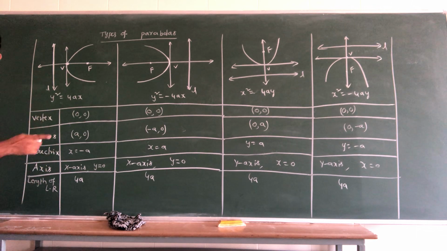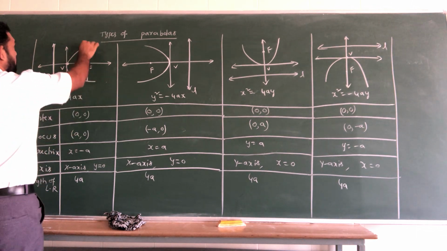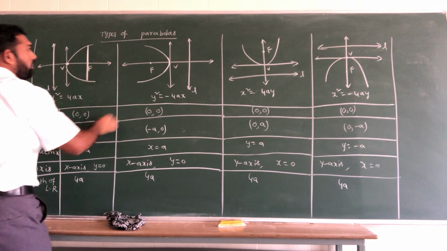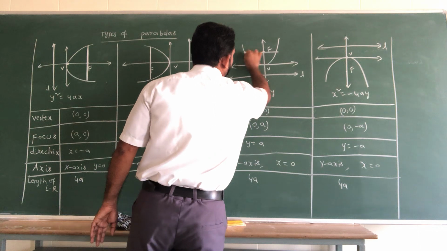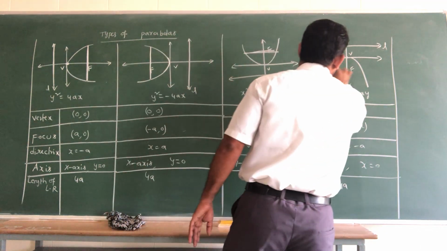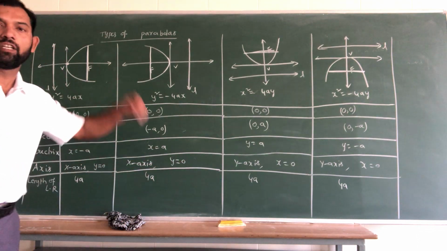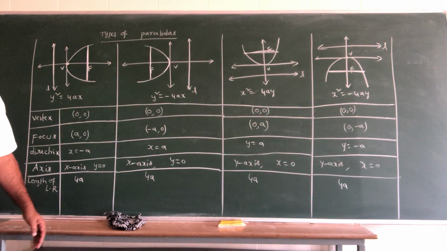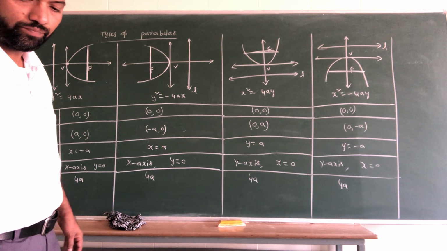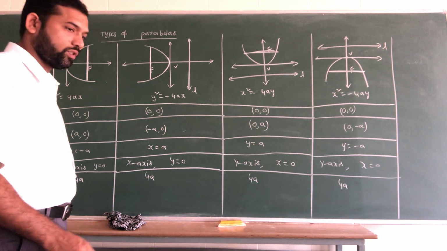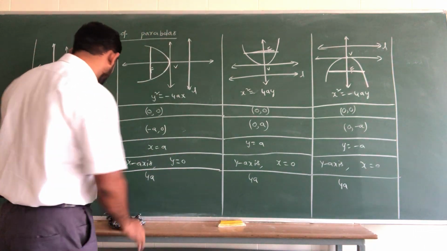Next one, the length of the latus rectum. This is our latus rectum, in every diagram. That length should always be 4a only, in every diagram. Right? Now, one simple example problem we will solve on this.